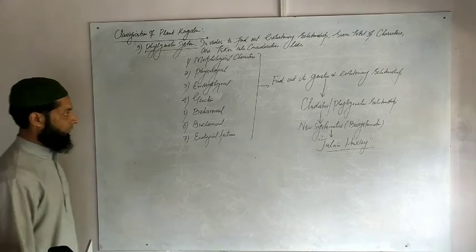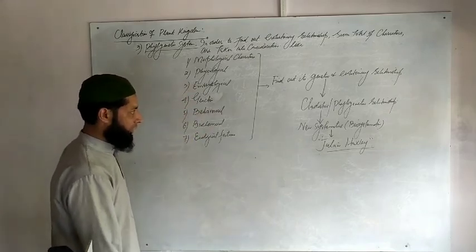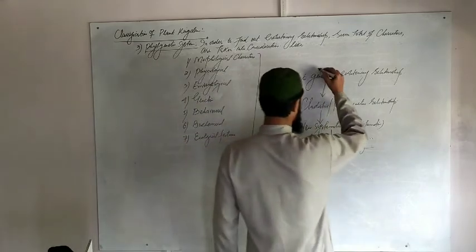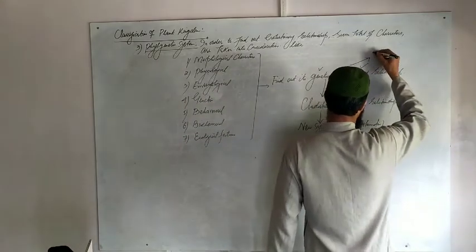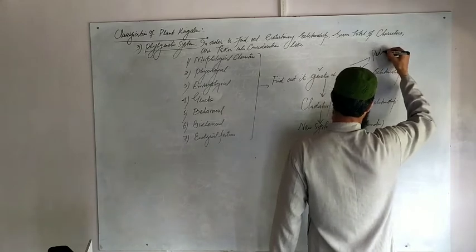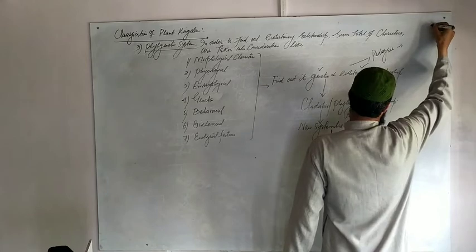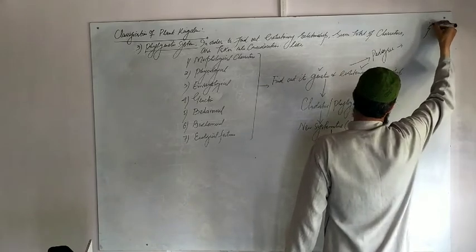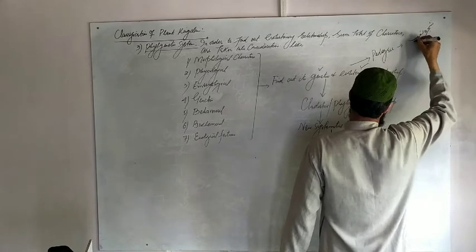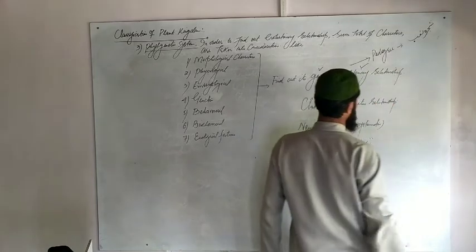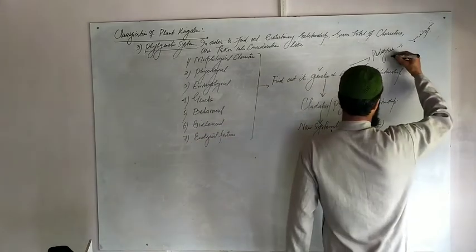This classification takes various characters into consideration to find out the genetic and evolutionary relationship, in order to find out pedigree, that is, ancestry.